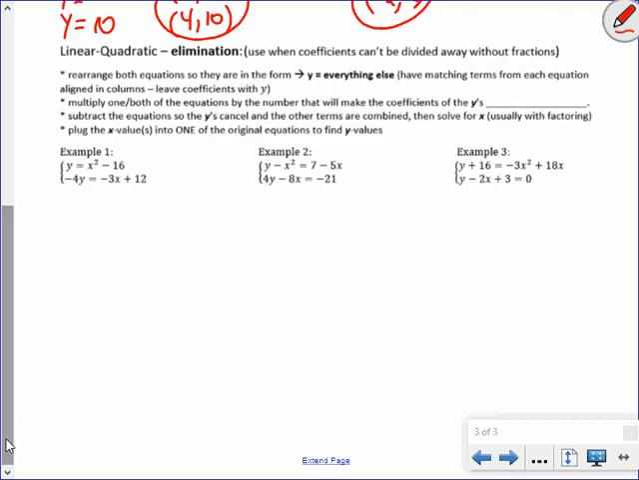So this method is a little bit different. The beginning is different, but the rest of it is going to be the exact same as the substitution method. It's just a setup and how you work with the setup situation.